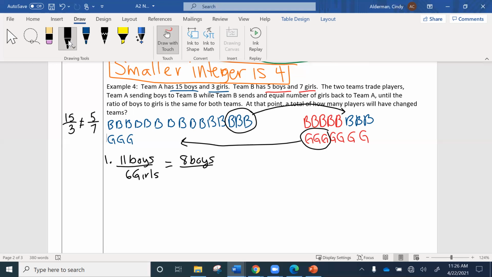And 4 girls. Well, 11 over 6 is certainly not equal to 8 over 4. So we're not done yet. All right, let's see. We're close though. 11 over 6 is almost like 12 over 6, right? 12 over 6 would work. All right, well, let's try.